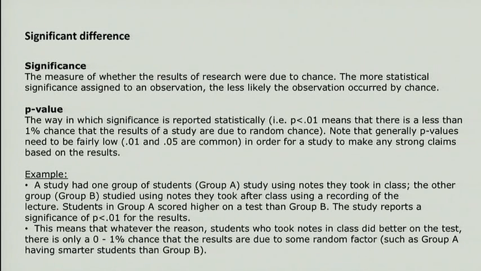Statistically significant. If the p-value is 0.05, we would say there's only a 0 to 5% chance that results are due to some random factor. So R values are important, but only meaningful if you also get the p-value attached to it.